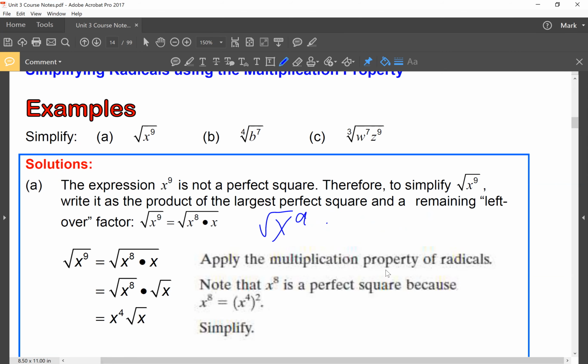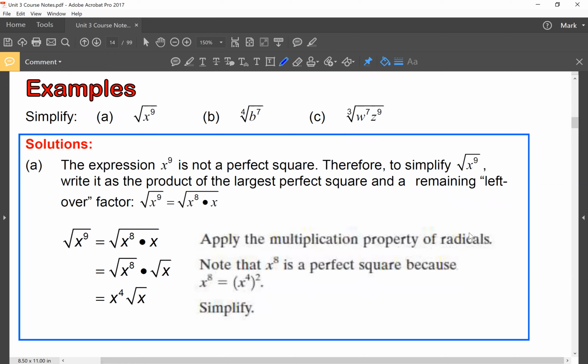Okay, so for question A, x to the power of 9 under the square root. Well, the expression x to the 9 is not a perfect square. There's no number squared that will give you 9. So what we're going to do is write it as the product of the largest perfect square, or basically the largest even number, and write what's left over.